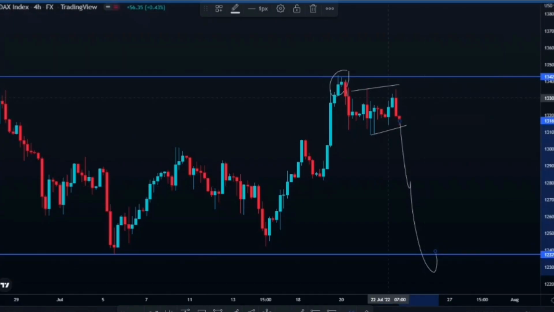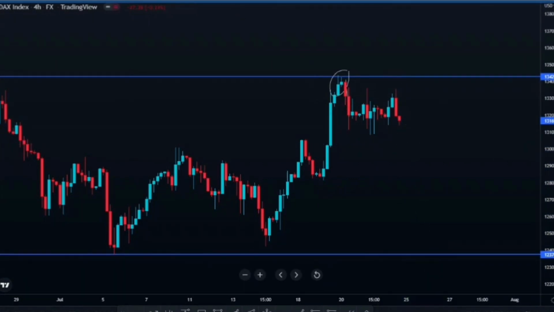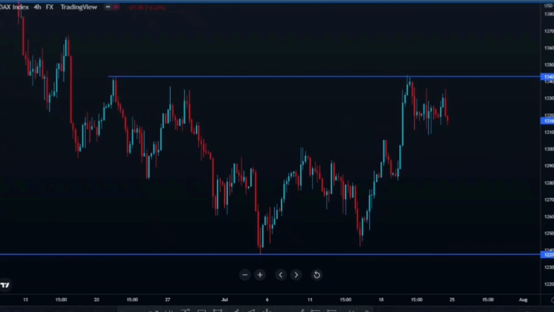So as you can see, guys, we got the evening star formation over there. We got a clear push to the downside. We have now formed a continuation pattern, which might also indicate a move to the downside over there. So let me just remove the drawings.